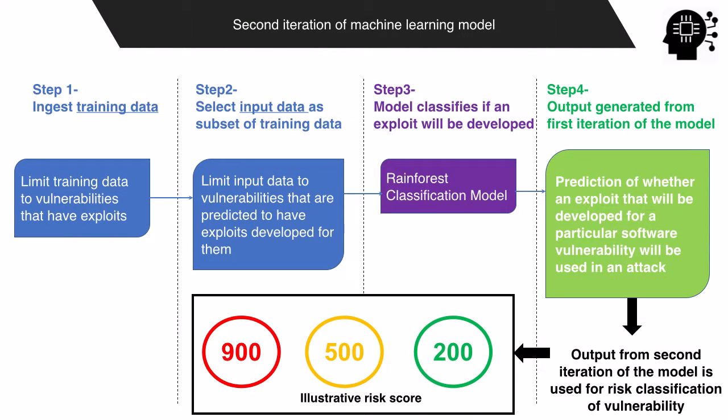So this second iteration of the model begins with limiting training data to vulnerabilities that have exploits. It then limits input data to vulnerabilities that are predicted to have exploits developed for them. The second iteration of the model uses a classification model. It predicts more than just a yes or no. It further narrows down and predicts if the exploit actually has chances of being used in an attack. This output is crucial to generate a risk score for the vulnerability. As we can see in the graph on the bottom, higher risk scores indicate immediate attention for patching. This significantly reduces the prioritization problem which many companies have had, as we've seen previously.